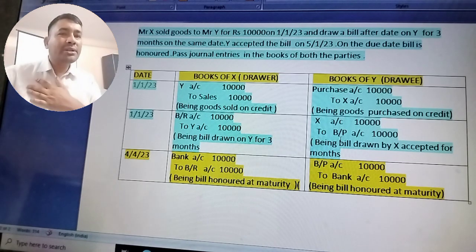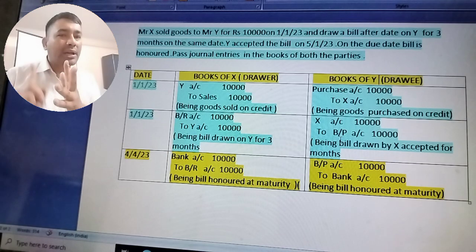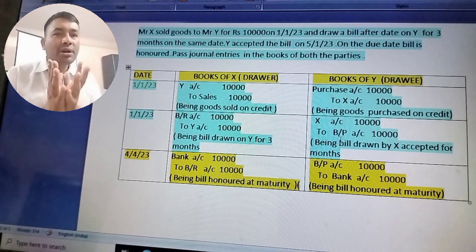From 1st January, if you add 3 months, it will be 1st April, but as days of grace, 3 additional days are granted. So if you add 3 extra days, the date of maturity will be 4th April 2023. On the due date, Y will pay the bill, that is, X will receive the amount.